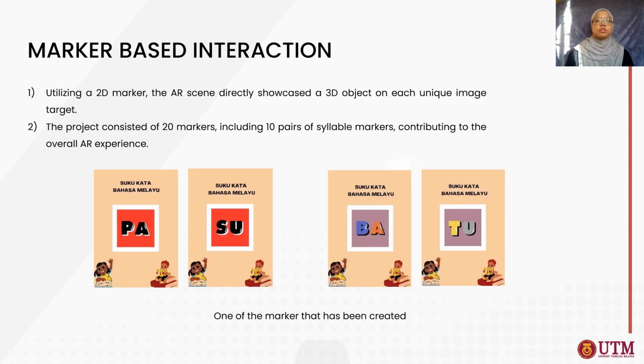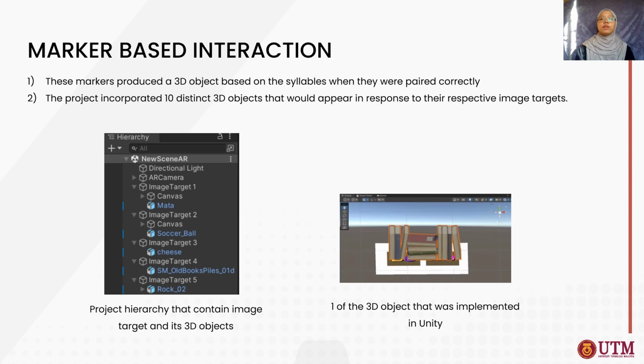AR interaction. So for the marker-based interaction, by utilizing a 2D marker, the AR scene directly showcases a 3D object on each unique image target. The project consists of 20 markers, including 10 syllable markers, contributing to the overall AR experience. Next, this marker also can produce a 3D object based on the syllable when they were packed correctly.